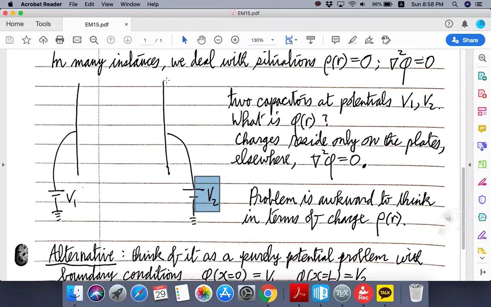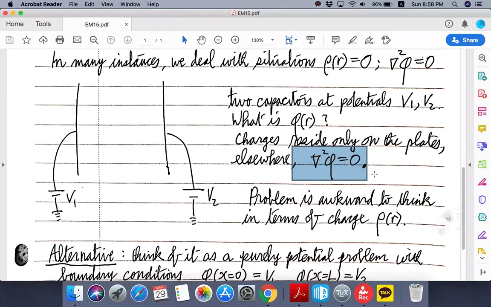And because, of course, charges only live on these capacitor plates, in the interior region there's no charge density, so therefore the equation satisfied by the potential function is like that. This is called the Laplace equation, because when the right-hand side of this relation is 0, this equation is commonly known as the Laplace equation.